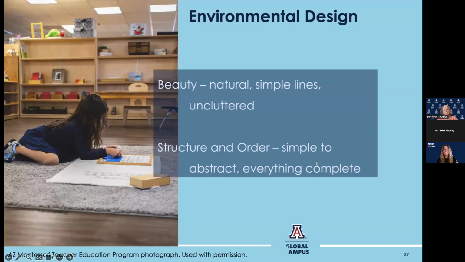Our final topic wraps back around to the preparation of the environment. Montessori felt that a child's classroom, or as she called it, children's house, should be a place of beauty, of structure and order, simple lines, natural materials, uncluttered shelves. The photograph on the slide shows an example of this.